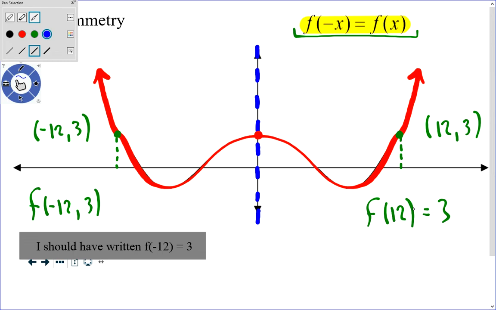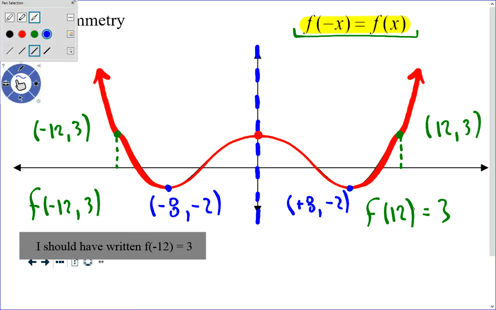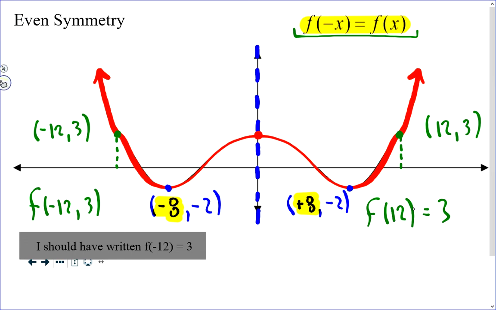If I were to pick this point and tell you that the coordinates of that point are -8, -2, and I said to you, well, what are the coordinates of this point? I hope you would say the coordinates of that point would be +8, -2. So again, when you go from an x coordinate, in this case of -8, to the negative of that x coordinate, which would make it +8, the y coordinate stays the same. That's what f of negative x equals f of x means.